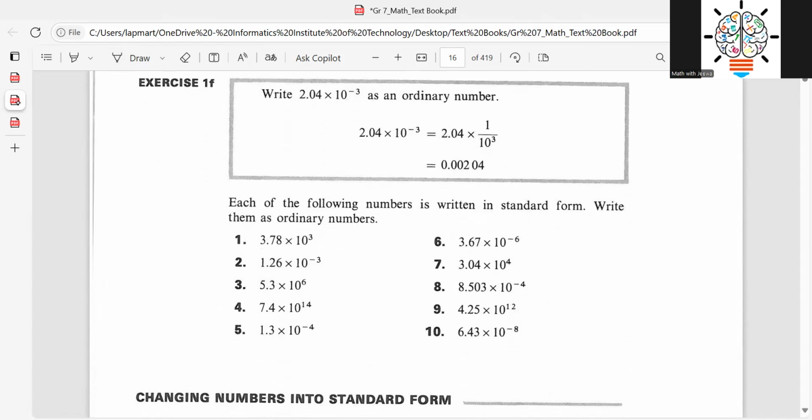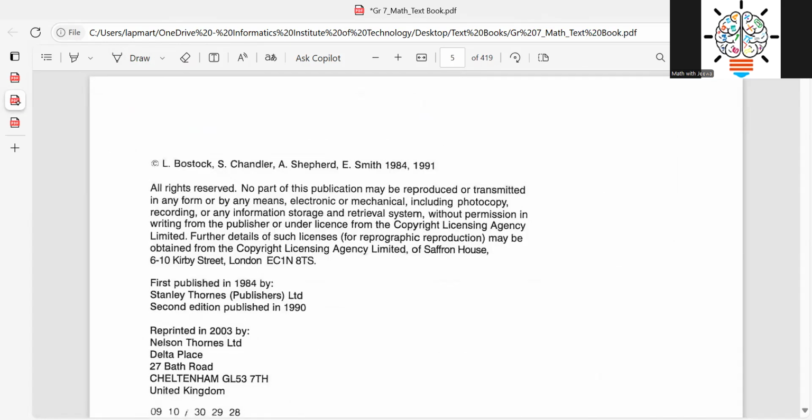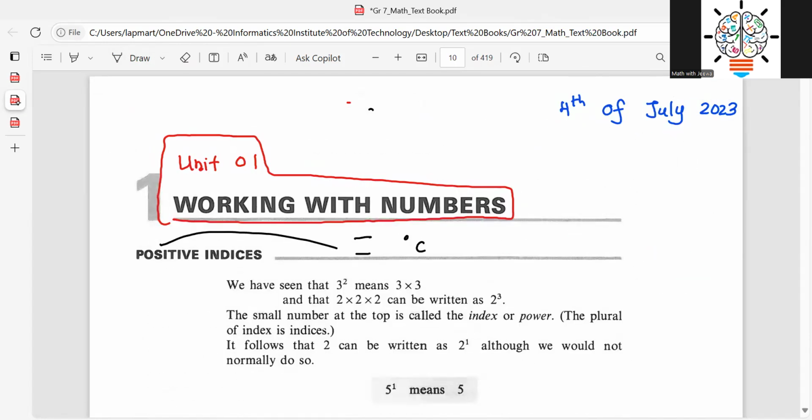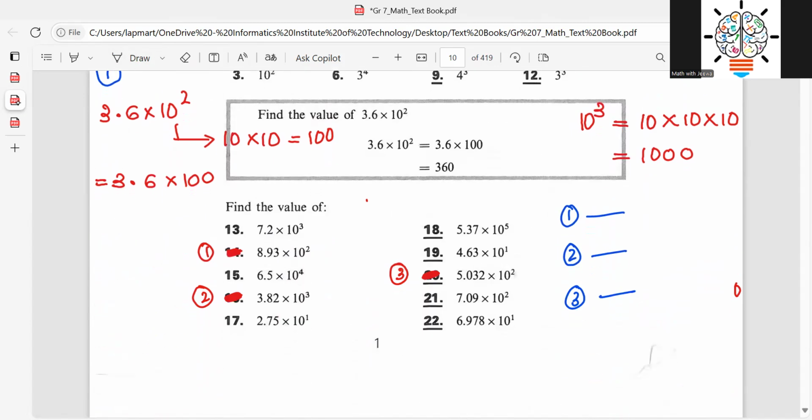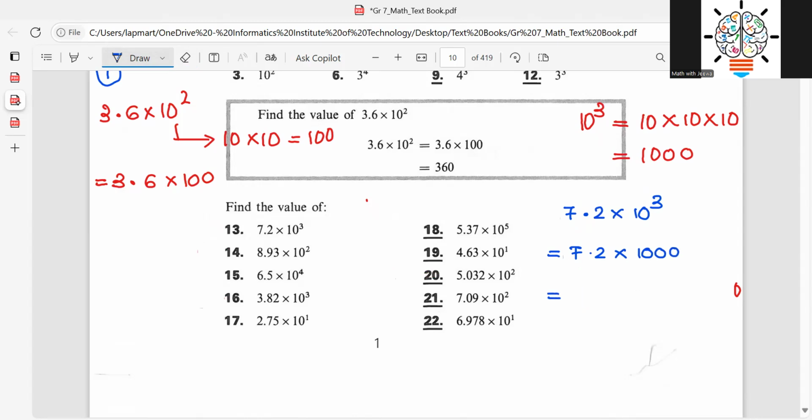Here they have given the standard form and you want to convert them into ordinary numbers. This is very similar to what we learned on day 1, if you can remember. For example, I did 7.2 times 10 to the power 3. Can you remember? 10 to the power 3 means 1000, and that becomes 7,200. Finally we write 7,200. Now you just see, children, the same thing, we are doing backward, right?